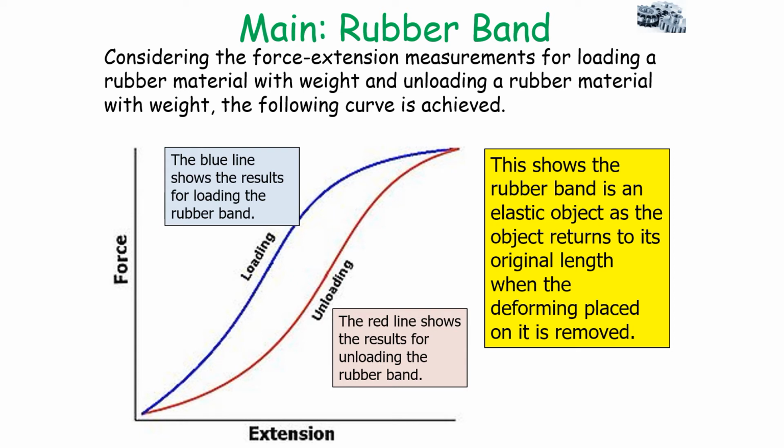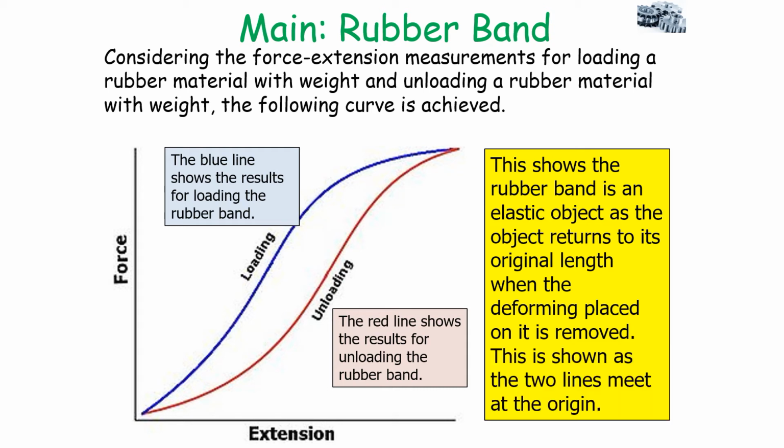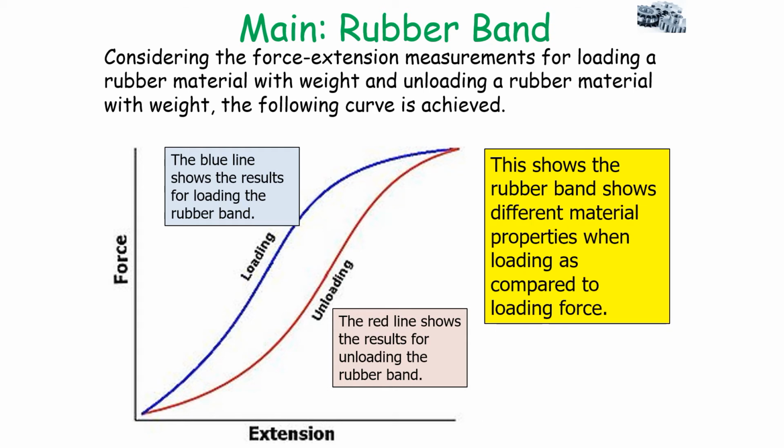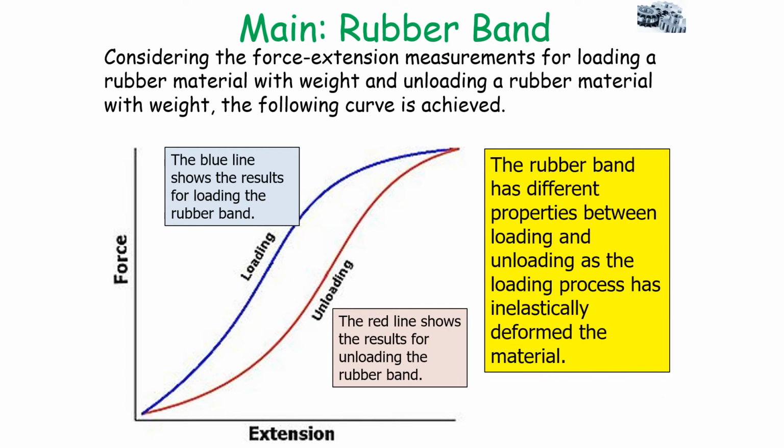So this shows that the rubber band is an elastic object as the object returns to its original length when the deformant force placed upon it is removed. We can see this because the two lines meet at the origin. Now again, the rubber band shows different properties when loading compared to unloading. That's important because in this process, the loading process has inelastically deformed the material, which has caused a difference between the loading part, which is elastic, and the unloading part, which is inelastic.